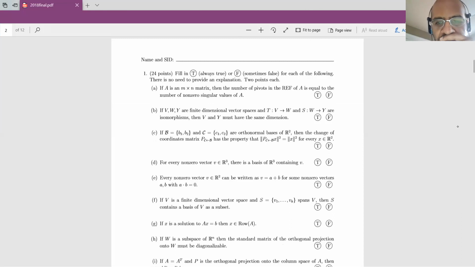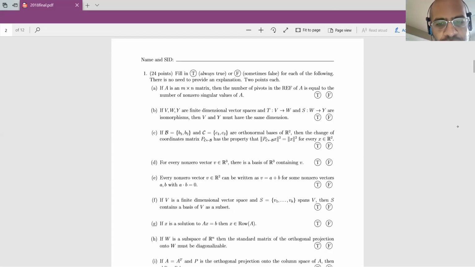Okay, so first there's true, false. There's an m by n matrix. The number of pivots of the row echelon form is equal to the number of non-zero singular values. Okay, that's interesting. So any thoughts on how to approach that? My first instinct would be to think, is this easy to prove? And if it's not easy to prove, then you might be hitting something that is false, so you try to find a counterexample. Good idea. That's a good general principle.